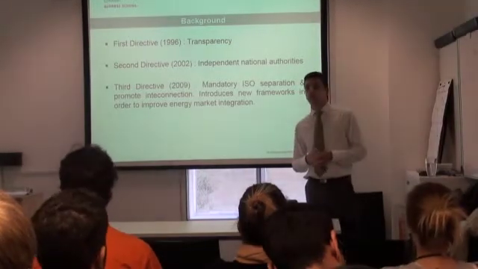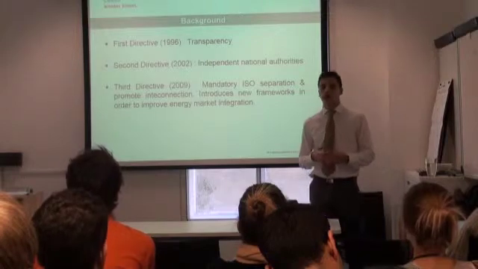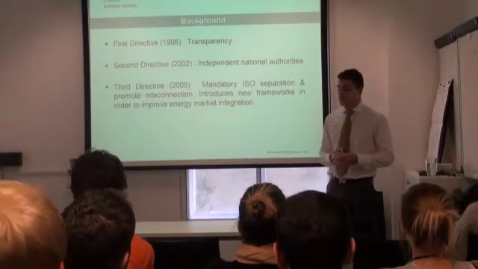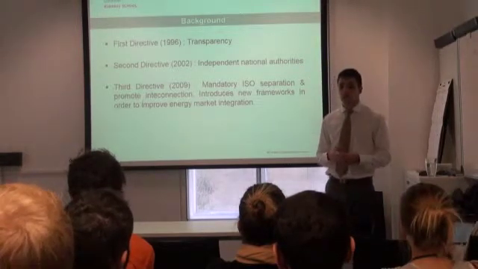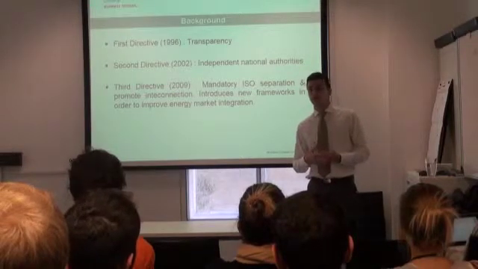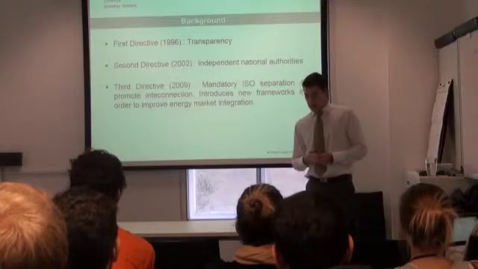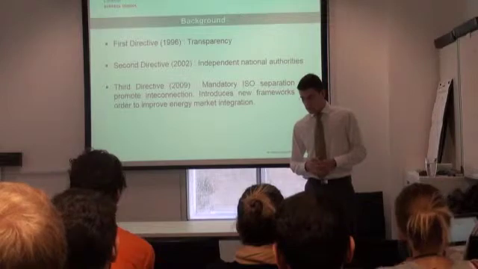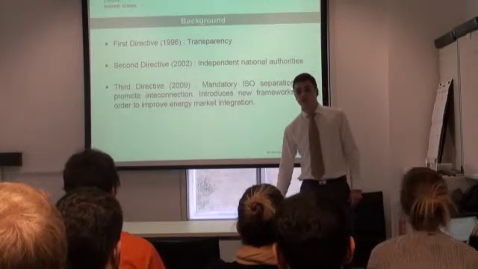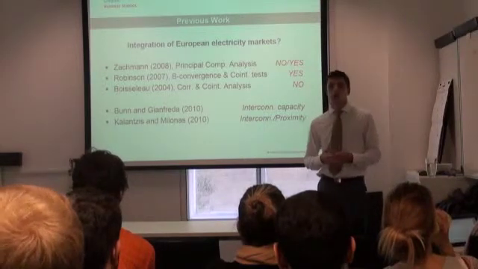First, there are three main directives by the European Commission. The first one in 1996 was mainly about transparency of energy markets. The second directive of 2002 instead was mainly about the European member states establishing independent national regulatory authorities for energy markets. And finally, the third and most important directive is the one of 2009, which provided a mandatory separation of independent system operators and promoted the interconnection between the different EU member states. Most importantly, in relation to our topic, the third directive introduced novel frameworks that would improve the integration of electricity and energy markets. So what is the previous work, what is the main literature background relating to this paper?